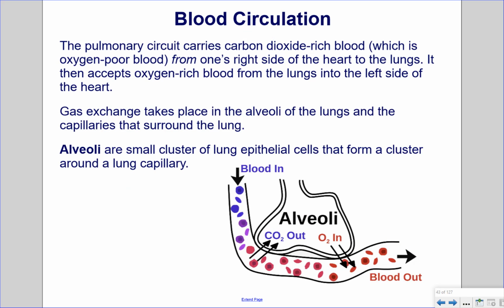The pulmonary circuit carries carbon dioxide-rich blood, which is oxygen-poor blood, from one's right side of the heart to the lungs. It then accepts oxygen-rich blood from the lungs into the left side of the heart. Gas exchange takes place in the alveoli of the lungs and the capillaries that surround the lung. Alveoli are small clusters of lung epithelial cells that form a cluster around a lung capillary. This alveoli shown here is very thin, so thin that it allows carbon dioxide to diffuse out of the blood into the alveoli, and then oxygen, which is in the alveoli, to diffuse into the blood.